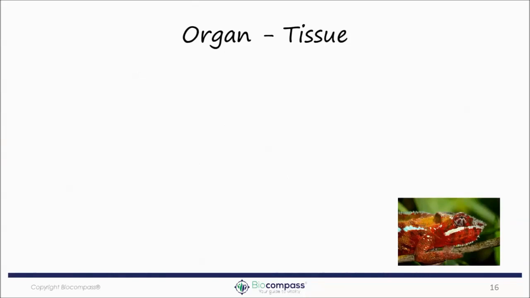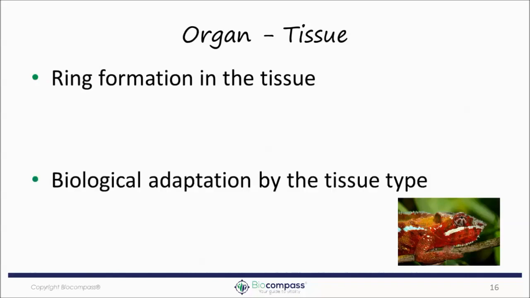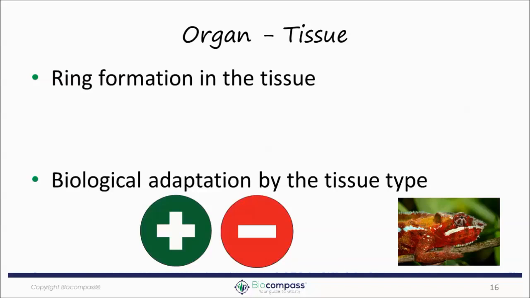On the organ, or actually on the tissue level, you also see a similar kind of ring formation, like in the brain, but also the biological adaptation depending on the type of tissue. And there are basically two types of tissues. Either it's a plus tissue or a minus tissue. A plus tissue means that it is creating more cells or more activity in that adaptation phase, and a minus tissue is creating less activity or less function in the adaptation phase.